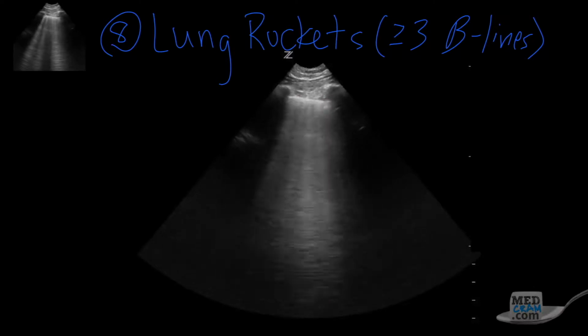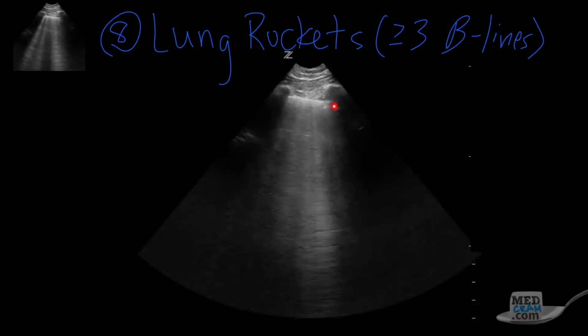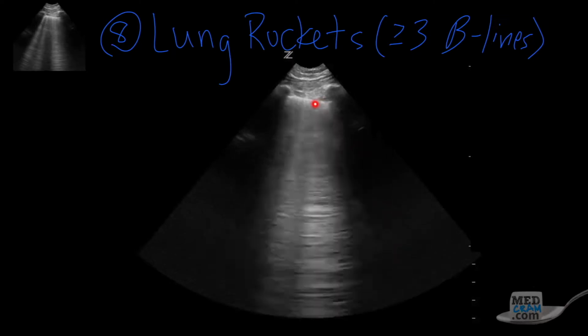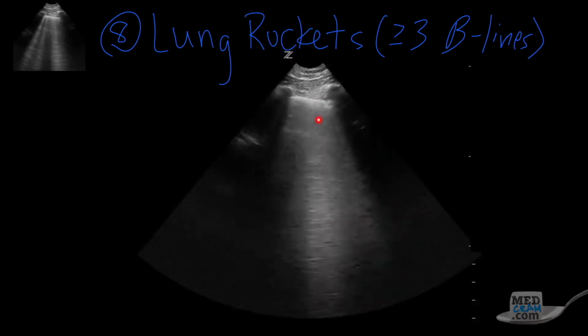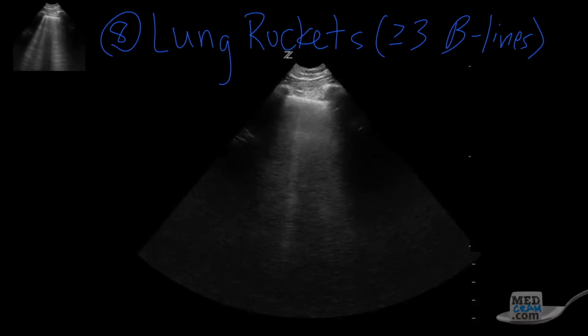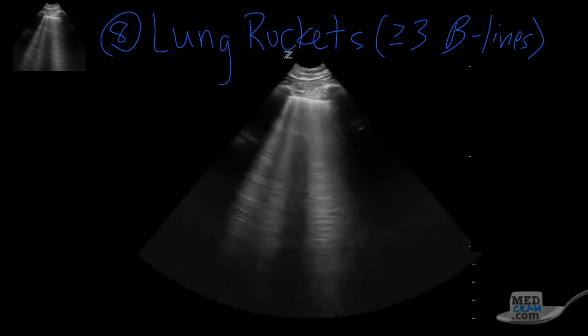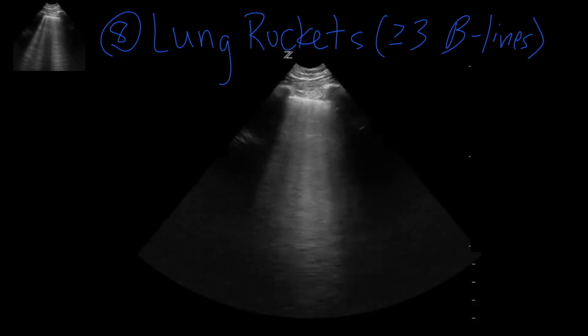But notice how off of the pleural line there's a bright white vertical artifact coming. I imagine it as a bright white, almost flashlight beam beaming off of the pleural line off of the screen. Notice that it comes from the pleural line, it's vertical, it's bright white, it moves with the pleural line, and it obliterates this A line. So B lines, when they're present, obliterate the A line. And if there are greater than or equal to 3 B lines, we call that lung rockets. And lung rockets are a sign of interstitial syndrome.